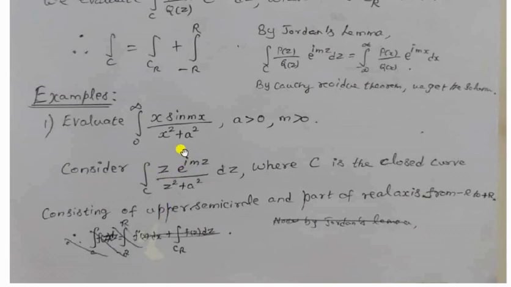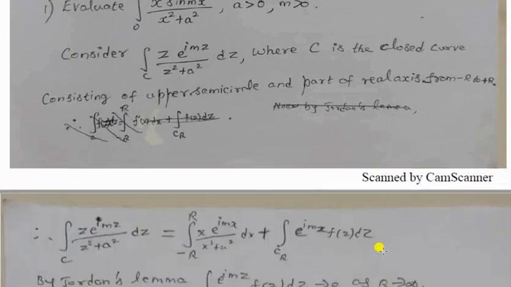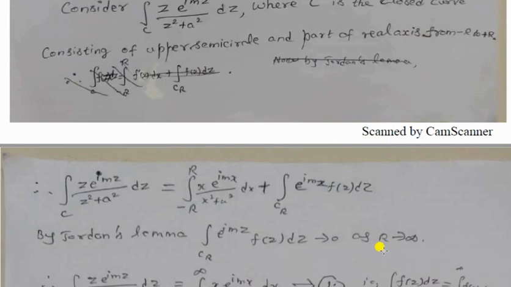So as of now, we take it as the integral of e^(imz) over z square plus a square dz, where C is the closed curve, the upper semicircle and part of the real axis from minus R to R. I didn't draw the diagram here. That is very important. You have to draw the diagram here, which I already showed in type 1.